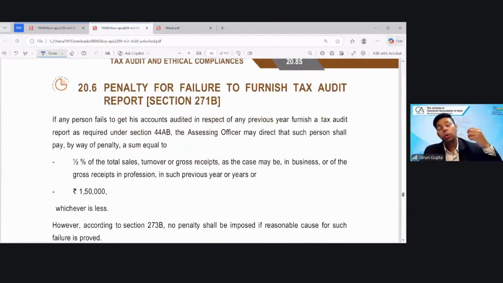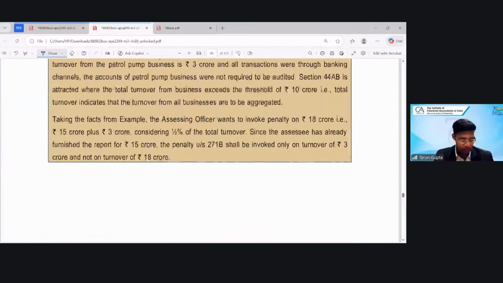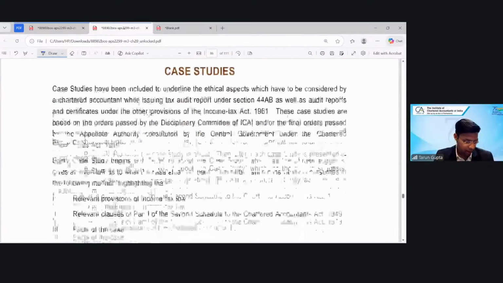So if you do not furnish the Form 3CD, the tax audit report, in time, then there is a penalty of 0.5% of turnover or rupees 1.5 lakh, whichever is less. The max penalty is 1,50,000. With this, we have discussed this for some time.